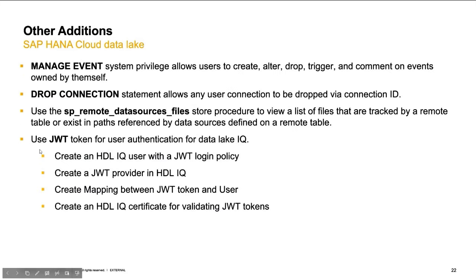And we have a series of minor additions as well. One is the manage event system privilege, which allows users to modify and alter their own events. Previously, there was only the manage any event privilege. So now we have the ability to grant access to the event owner without giving them access to all events with the manage event privilege. We also have a new statement that allows a connection made to the IQ database to be dropped. This is aptly named the drop connection statement, and this requires just using an IQ stored procedure to look at the connections and applying a connection ID to drop the connection.